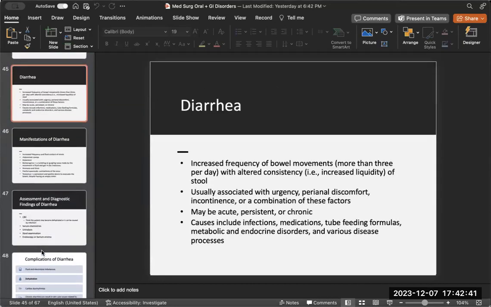Diarrhea, another complication that we see very commonly in the GI, right? So we have a lot of bowel movements, more than let's just say 3 in a day.